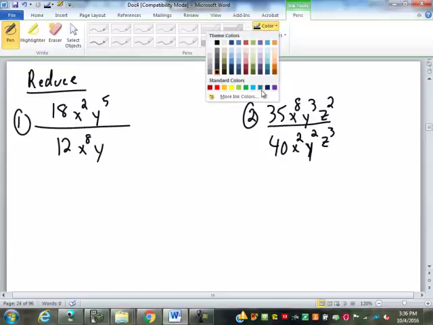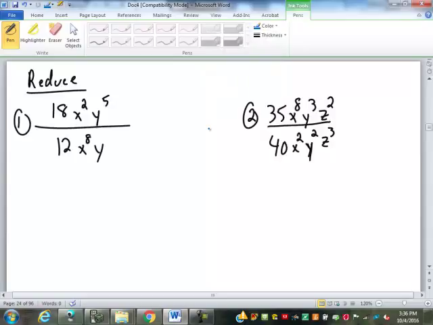So let's take a look at these two. For the first one, if we wanted to start out with the numbers, 18 over 12 reduces to what? 3 over 2. Good. Both of them can divide by 6. So we get 3 over 2. So we know the numerical part of our result, our reduced fraction, is going to be 3 on top and 2 in the numerator, or in the denominator, sorry.